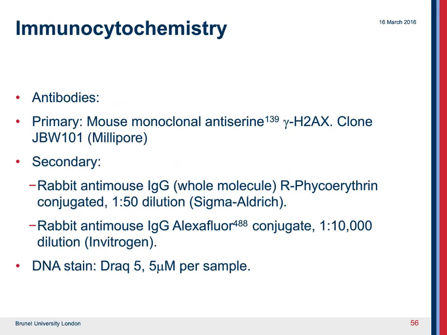So this slide just contains details of the immunocytochemistry that we would use. We use antibodies recognizing gamma H2AX, the phosphorylated form. And there are options for a couple of secondary antibodies that you can use, which can be a phycoerythrin conjugate or an Alexa Fluor 488 conjugate. And also the DNA stain that I spoke about earlier, which is DRAQ5, which is a very reliable stain for identifying the nuclear region of the cell.